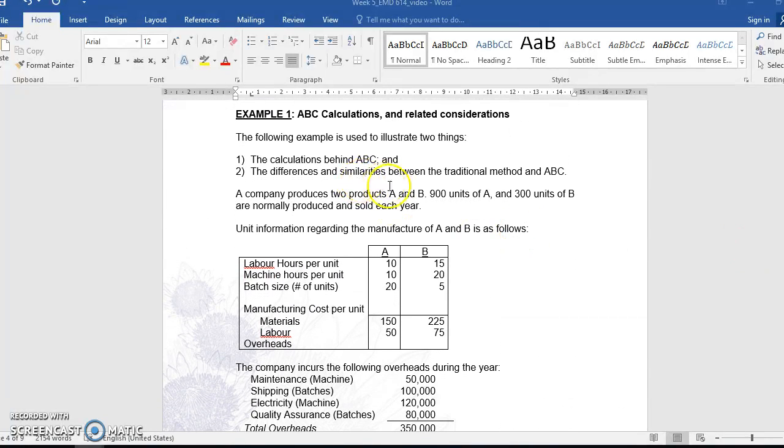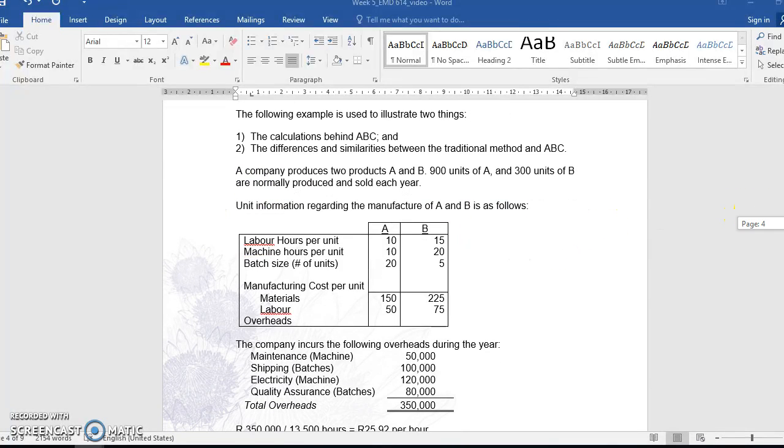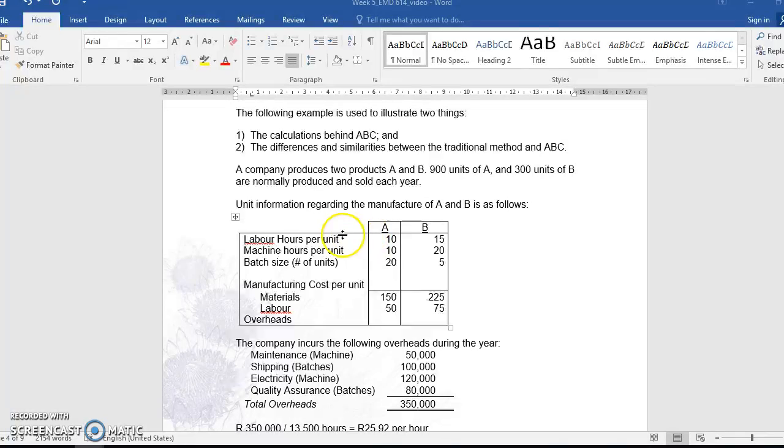So a company produces two products, A and B. 900 units of A and 300 units of B are normally produced and sold each year. Then they give us the unit information cost. They give us labor hours per unit, machine hours per unit. Then we have batch size, okay, and then we have the manufacturing costs. 150 per unit for A, 225 for B for materials, and for labor 50 per unit for A and 75 per unit for B. So just a reminder, typically to manufacture a product, the cost involved would be material, labor and overheads. So this is the per unit cost for A and B respectively.